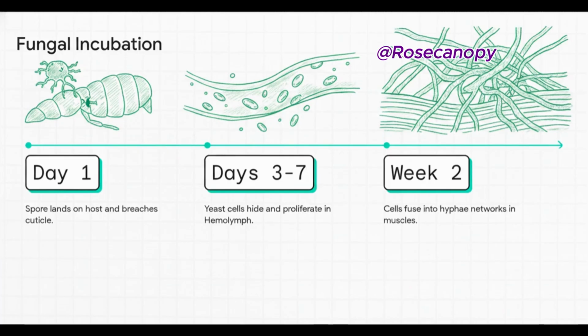Walking through the timeline here, day 1, the spore lands and breaches. But by days 3 to 7, the fungus reproduces as single yeast-like cells that just float freely within the ant's circulatory fluid, the hemolymph. During this phase, it's actively disguising itself, totally evading the host's immune system while quietly feeding on non-essential nutrients. Then, in week 2, a horrifying shift happens. Once it hits a critical density, those individual floating cells harden, elongate, and fuse together. They construct a massive, three-dimensional structural network of threads called hyphae, spreading throughout the ant's entire body.